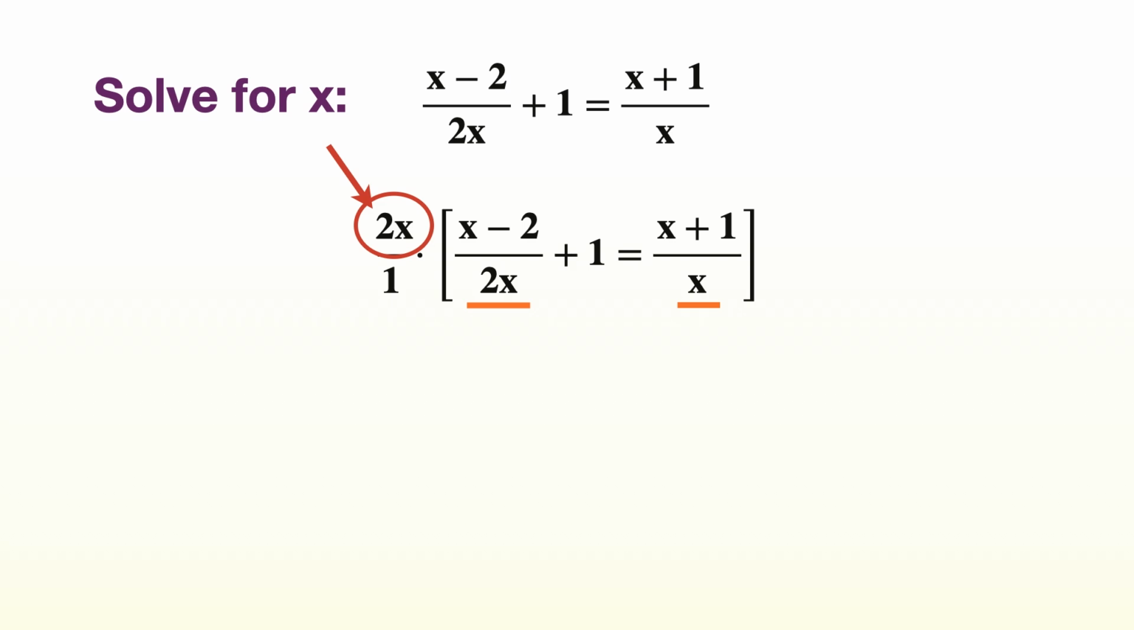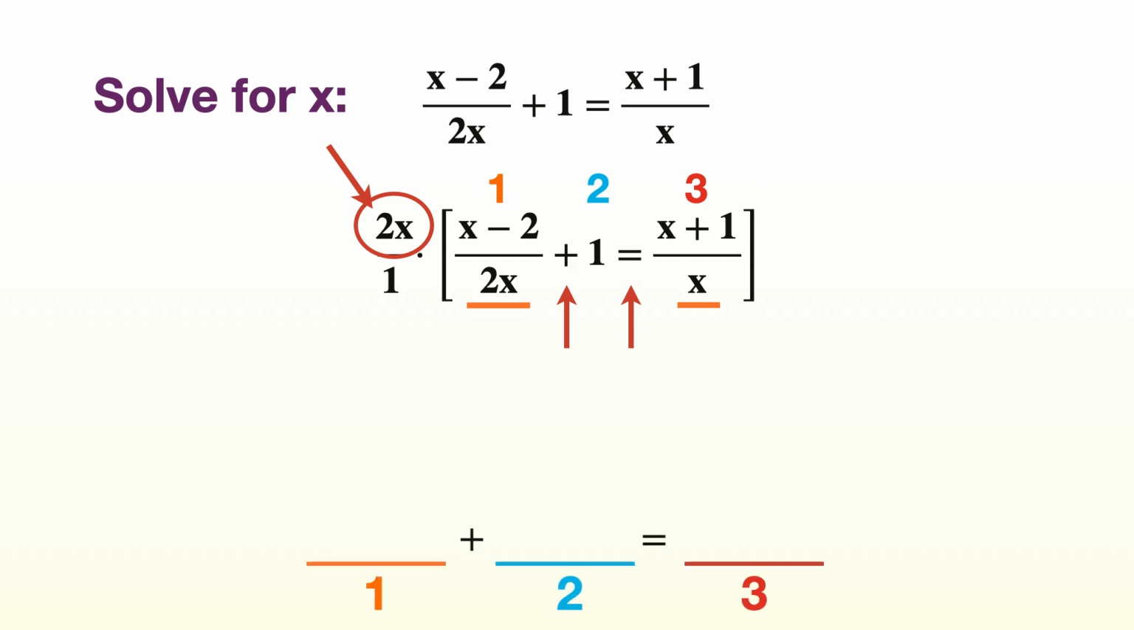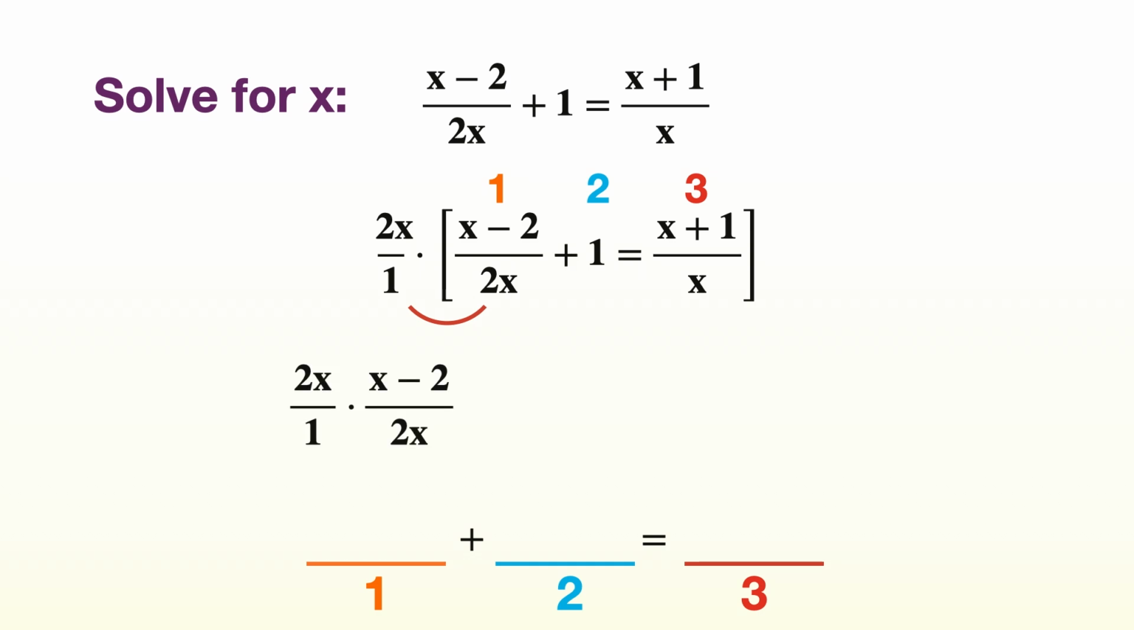Now, before we multiply, let's plan ahead by noticing that the plus sign and the equal sign separate the equation into 3 terms. So we will need to multiply each of those 3 terms by the 2x to get a new equation. We will then write those 3 products on the 3 blanks in this new equation. So we'll start by multiplying 2x by x minus 2 over 2x. In the numerator, we have 2x times all of x minus 2, so we need to put parentheses around x minus 2. In the denominator, we have 1 times 2x, which equals 2x.